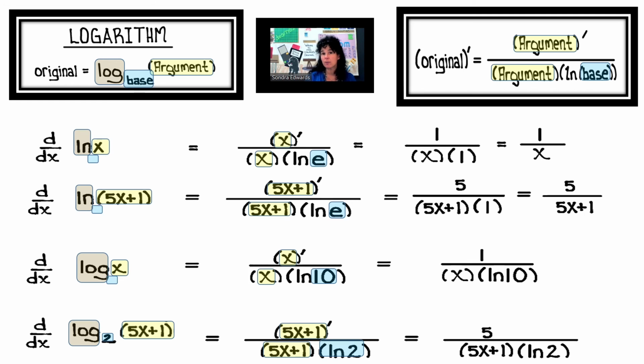If you want to distribute ln 2, you could, but I don't think that's more simplified. That would make the denominator 5x ln 2 plus ln 2. You'd still have to be very careful with how you write it, because ln 2 multiplied by 5x is absolutely not the natural log of 10x.